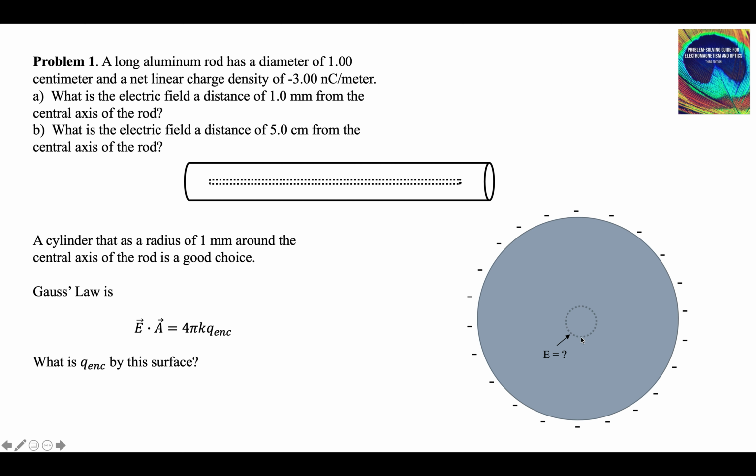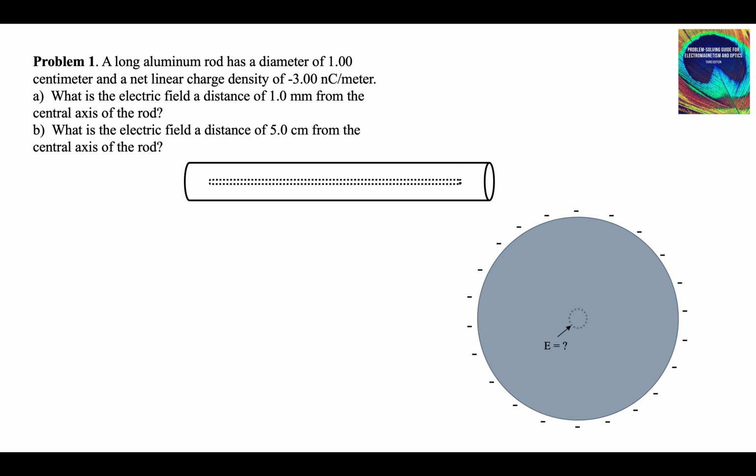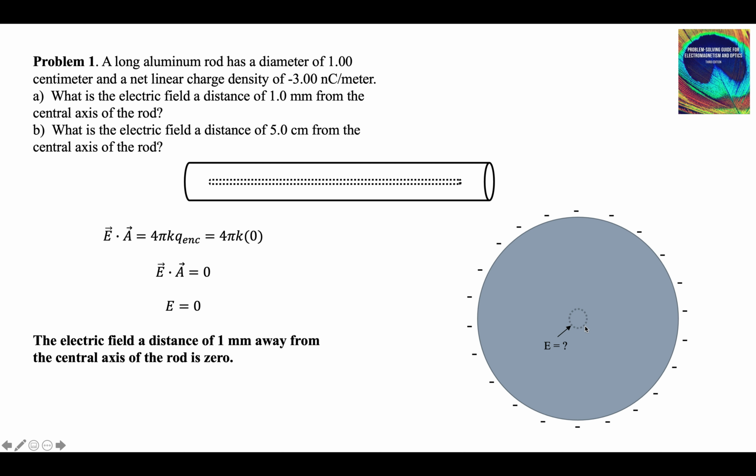Did you say 0? If you did, you are correct. It's all on the outside. There's no charge in here. Q enclosed is 0. E dot A is 4 pi k Q enclosed. We plug in 0 for Q enclosed. That kills the whole right-hand side. The whole right-hand side is 0, which means E dot A is 0. A ain't 0. A is the area of the surface. It has area. The only way this equation can be true is if the field is 0. So there's no field in here. There can't be. The electric field, a distance of 1 millimeter away from the central axis of the rod, is 0.